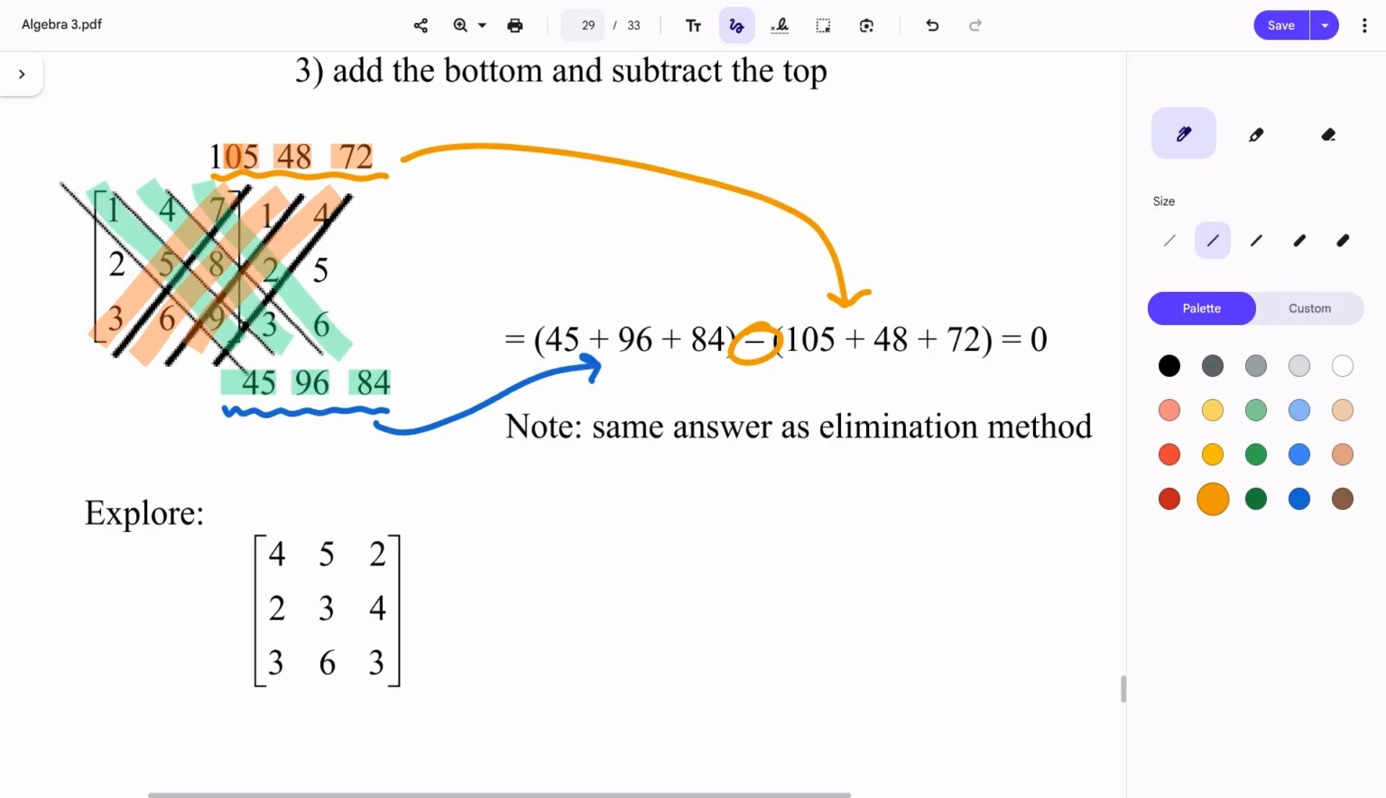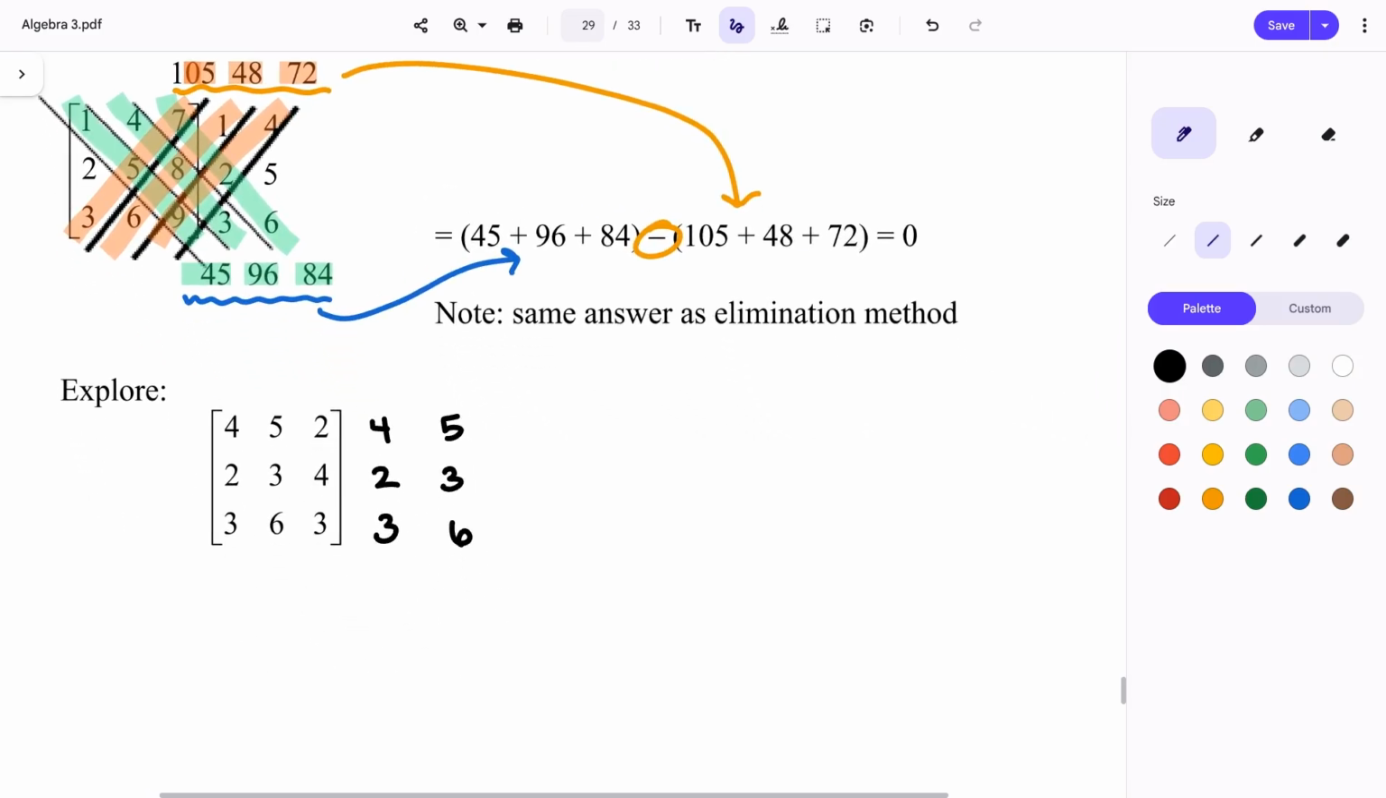Okay, so this next matrix is the exact same matrix that you just did on your own. So we all know the answer should already be negative 24, but I want you to practice using the diagonal method. So start by writing out your first two columns here: 4, 2, 3, 5, 3, and 6. Try to do the diagonal method. See if you get that negative 24 again.